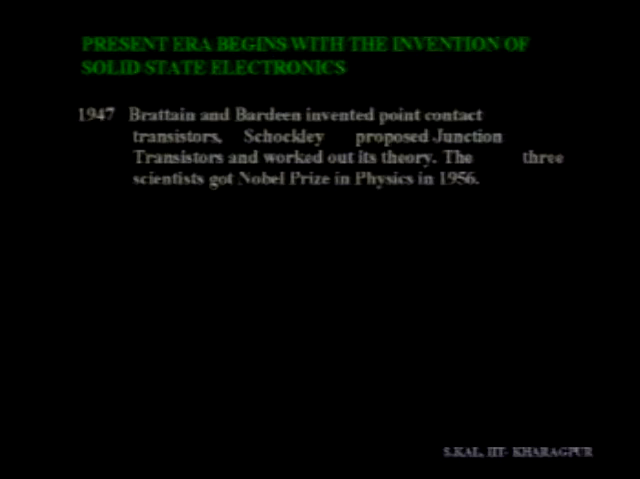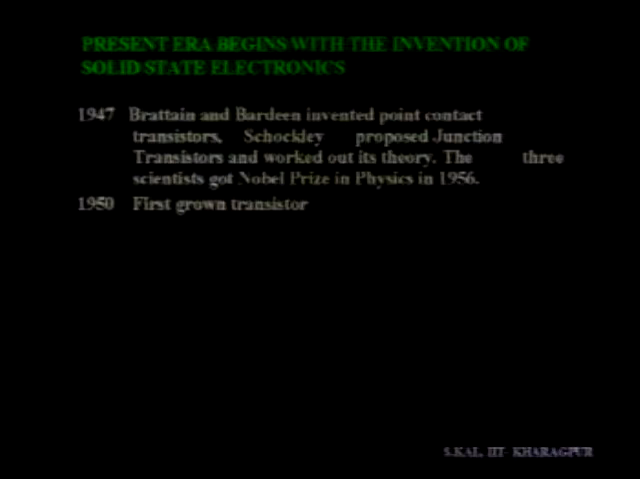Now, the present era begins with the invention of solid state electronics. And here, solid state electronics started its journey from the discovery of the transistor. The first transistor was conceived by the scientists Brattain and Bardeen. Later on, Shockley proposed junction transistors and worked out their theory. The three scientists, namely Brattain, Bardeen and Shockley, received the Nobel Prize in Physics in 1956. That was the first Nobel Prize in engineering devices.